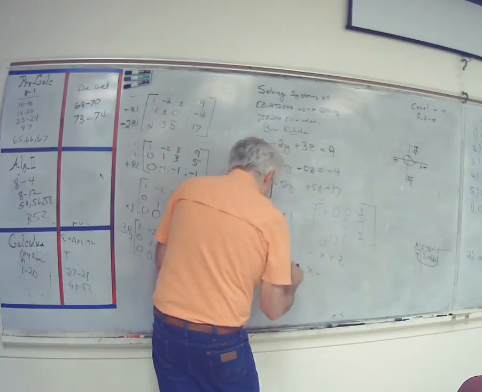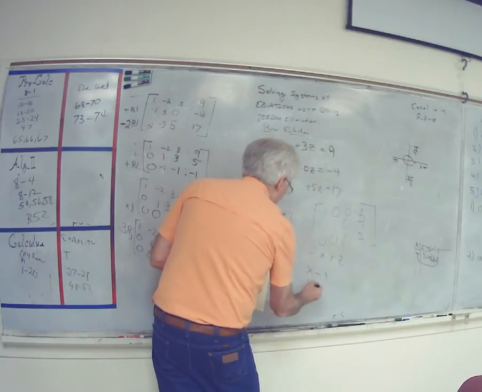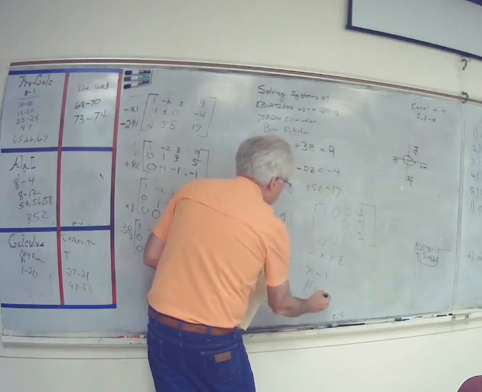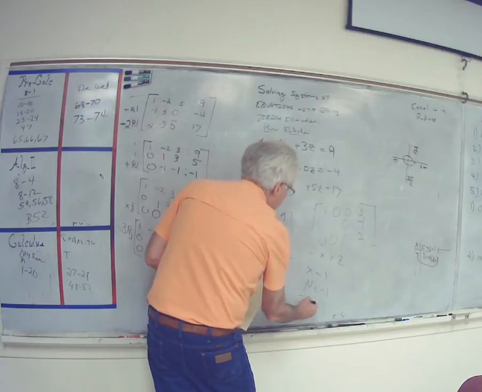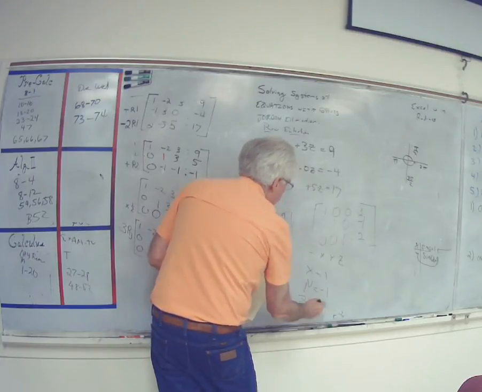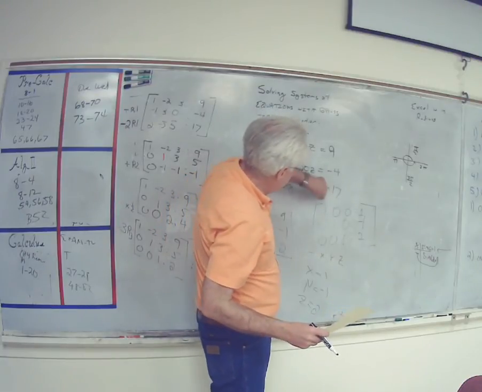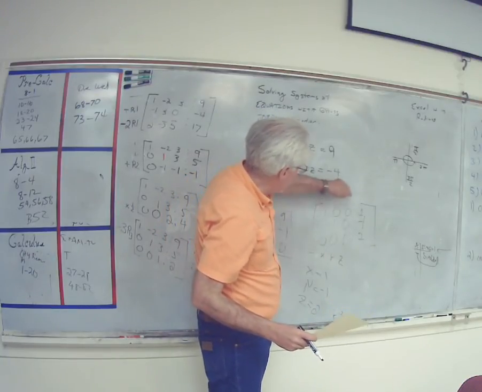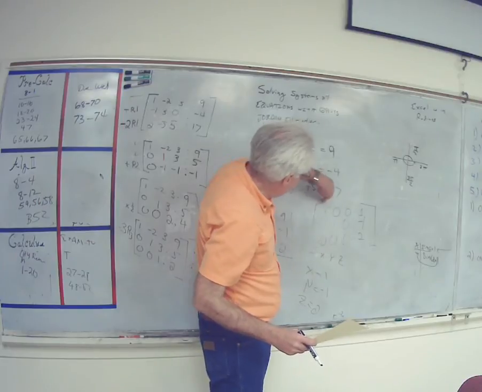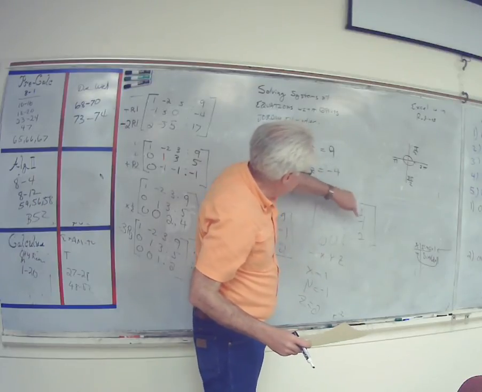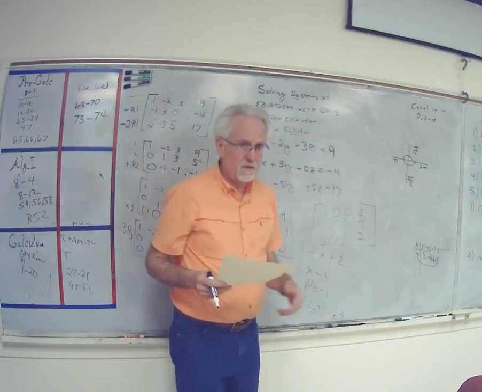Okay. So now, if this, remember, is x, y, and z, we are done. X is equal to what? 1. Y is equal to what? Negative 1. Z is equal to what? 2. Right? Because it's 1 times x plus 0 times y plus 0 times z. X is equal to 1. Y is equal to negative 1. Z is equal to 2.